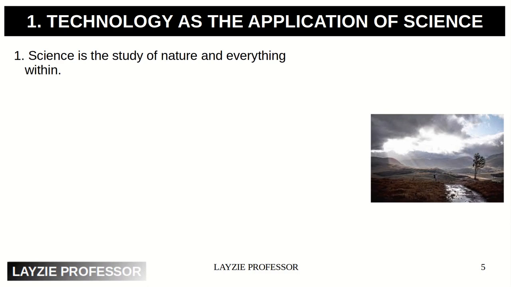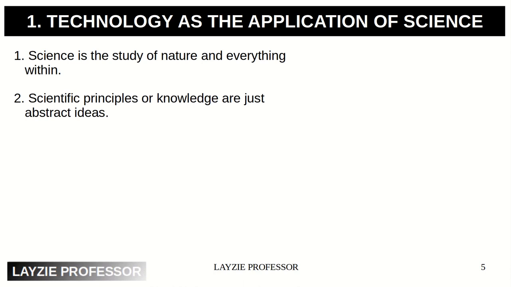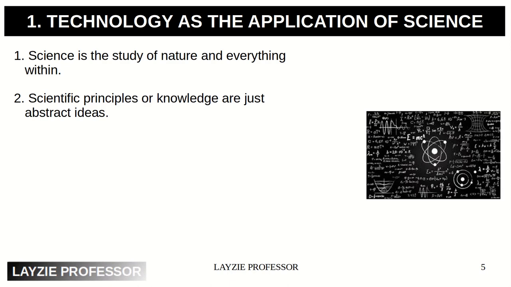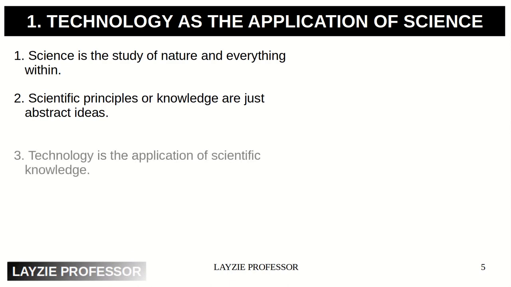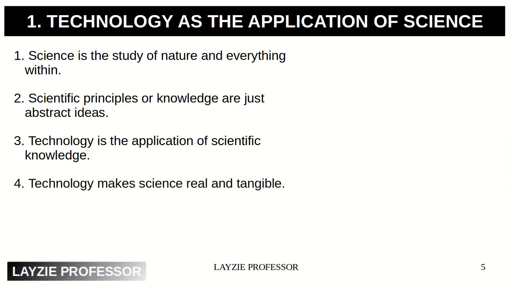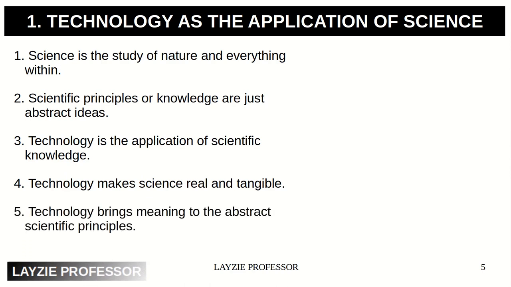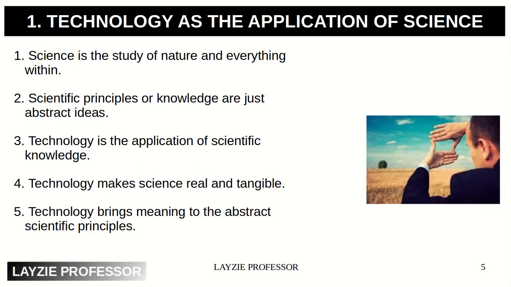Science is the study of nature and everything within nature and the environment we see around us. And usually, scientific principles or scientific knowledge are just abstract ideas that may not necessarily make sense to the ordinary person. But technology is what helps us apply these abstract ideas in ways and means, in order to make them more meaningful to the ordinary person. And because technology is the application of science, technology makes these abstract scientific ideas and principles real and tangible, because now we can actually see how these ideas can impact directly on the lives of people. And technology also, by doing this, brings meaning to the abstract scientific principles.